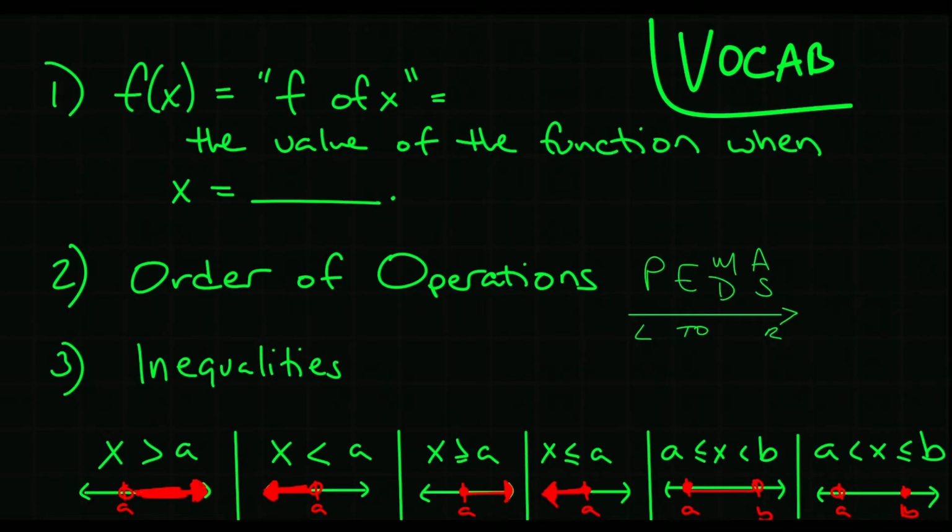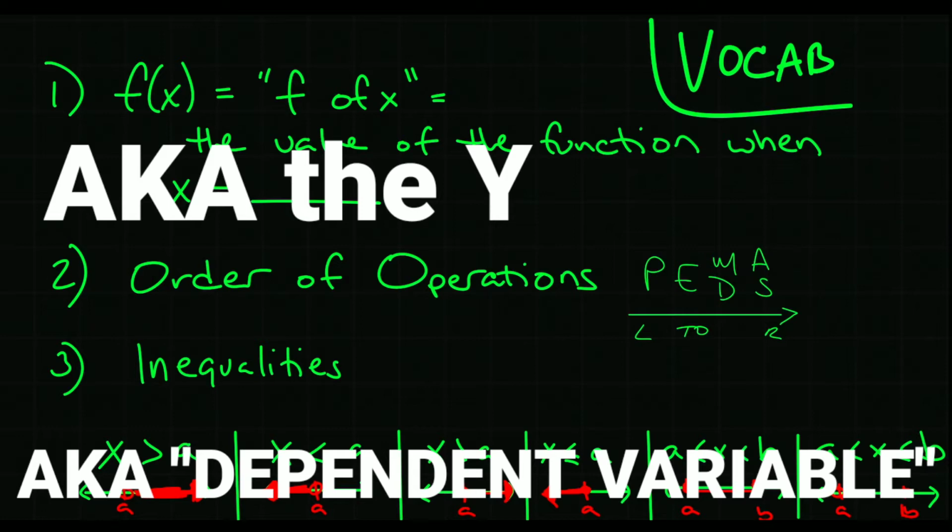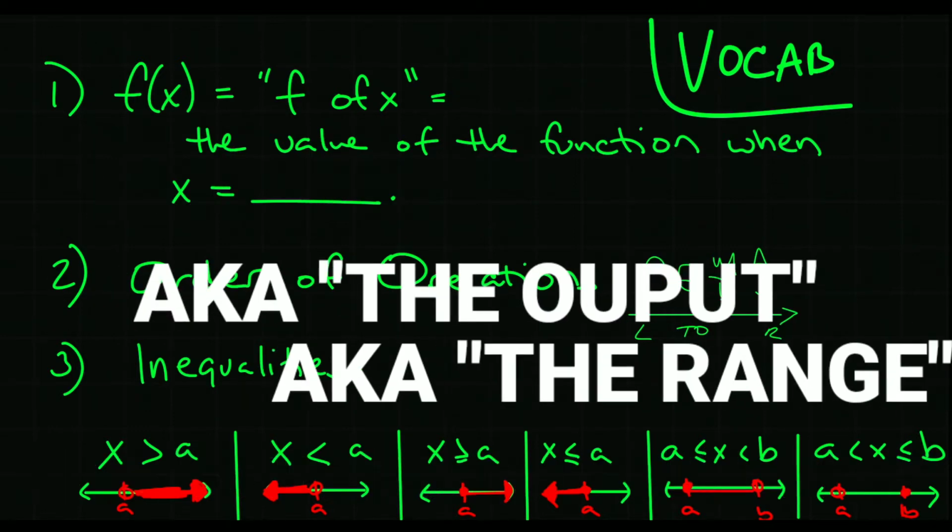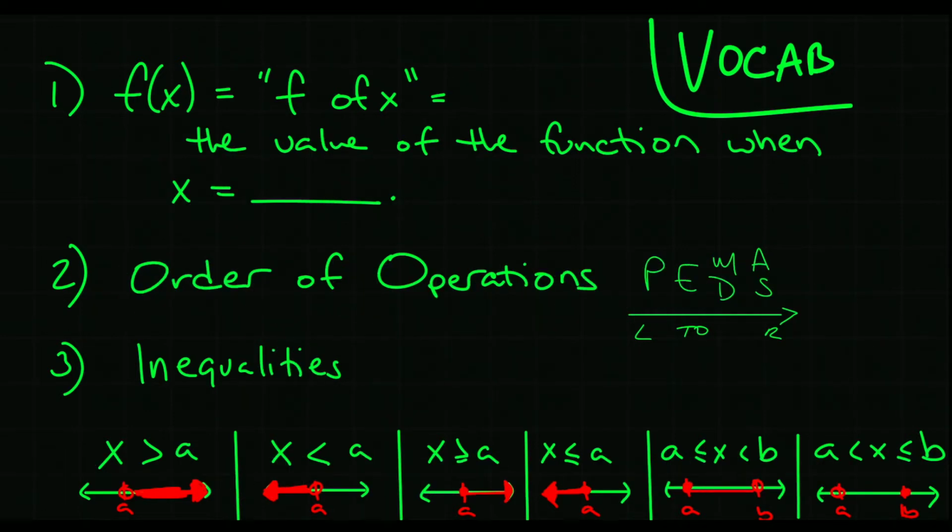Let's start with some vocab. F of x, which we say is f of x, is the value of the function when x is equal to blank. It's aka the y, aka the output, aka the range for our function. The second thing that we need to know is our order of operations. Remember, it's parentheses, exponents, multiplication or division, addition or subtraction, depending on what comes first from left to right.